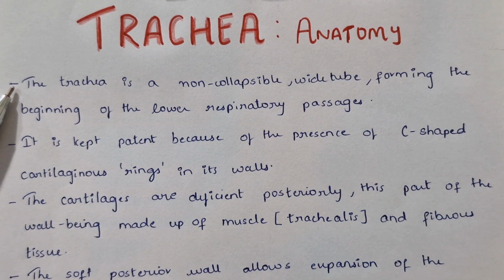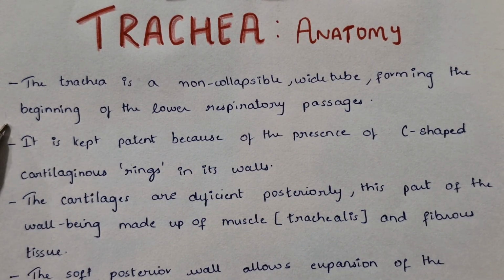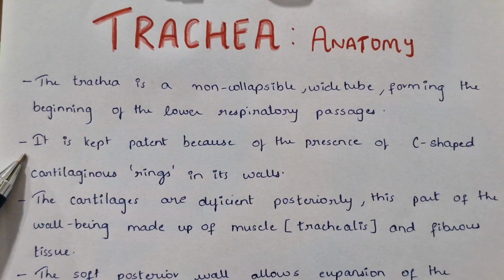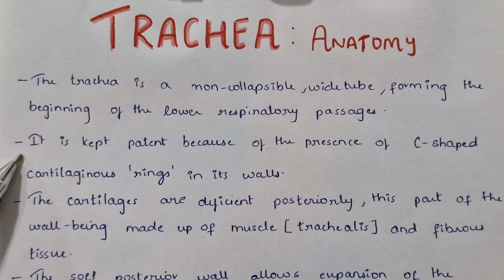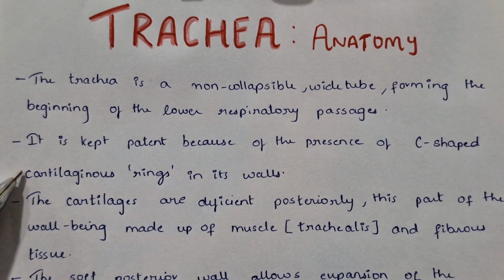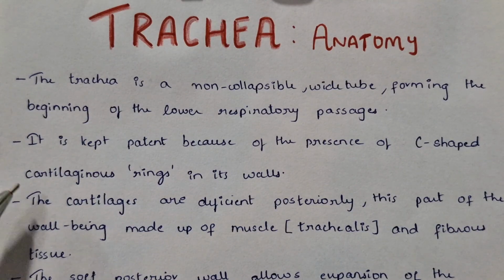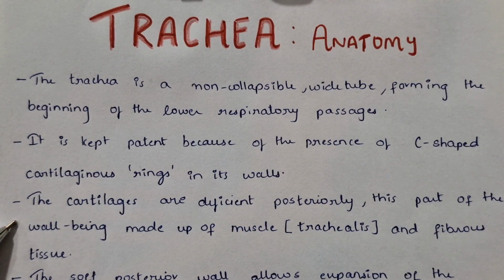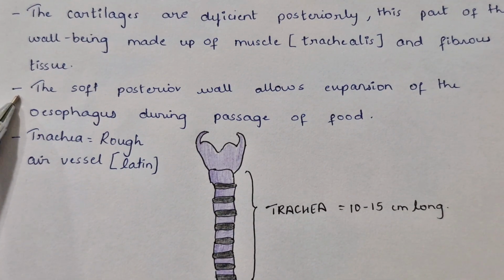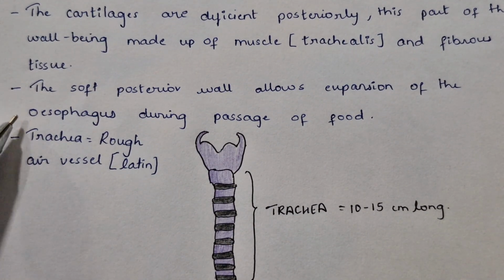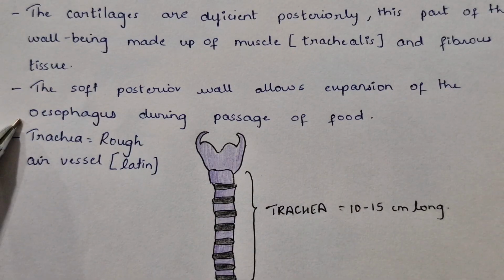Anatomy of the trachea. The trachea is a non-collapsible, wide tube forming the beginning of the lower respiratory passages. It is kept patent because of the presence of C-shaped cartilaginous rings in its walls. The cartilages are deficient posteriorly, this part of the wall being made up of a muscle, that is trachealis, and fibrous tissue. The soft posterior wall allows expansion of the esophagus during passage of food.